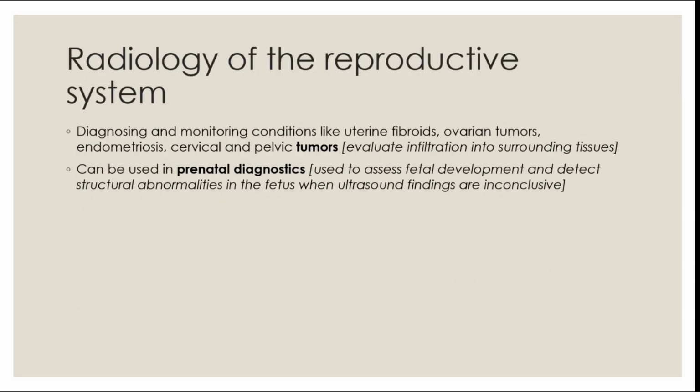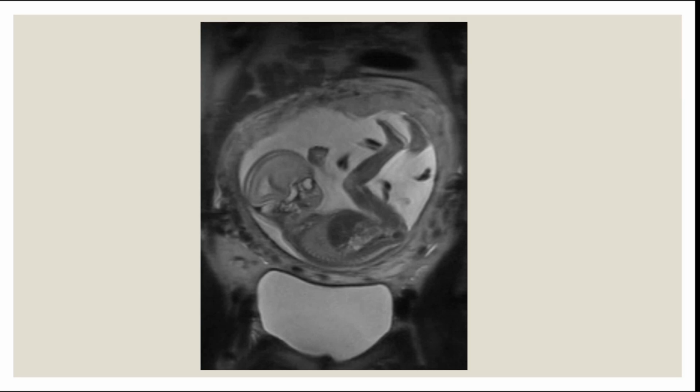For the reproductive system, especially in gynecology, MRI is also used for evaluating tumors, ovarian tumors, endometriosis, cervical tumors, and pelvic tumors. It can also sometimes be used for prenatal diagnosis, to assess fetal development and detect any structural abnormalities. It's much easier and faster to use ultrasound for assessing structural abnormalities throughout the pregnancy, but if the results are inconclusive, they can use MRI. So for example, here you can see the fetus growing.